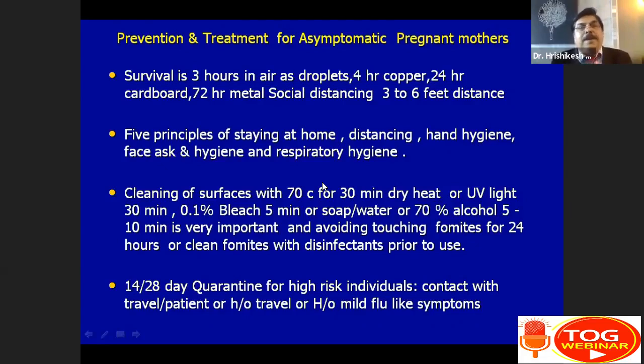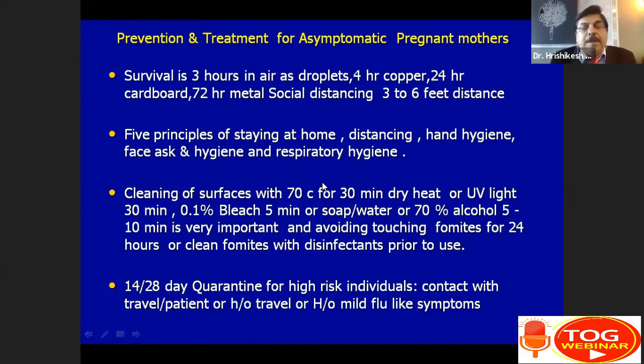So if there is an asymptomatic pregnant woman, she doesn't know whether she has this virus or not. She needs to do social distancing and use the principles of staying at home, distancing herself from everybody, and having good hand hygiene, 20 seconds of washing hands. You can say happy birthday to you 2 times. When you wash your hands, it is the soap and the foam that dissolves the fatty capsule of the virus, and that's why you need to wash the hands for 20 seconds. You should wear a face mask and have good respiratory hygiene. Like if you're coughing, you need to cough in your elbow.